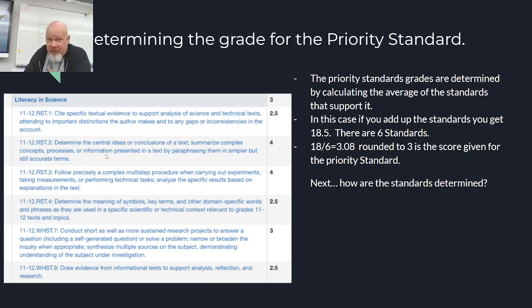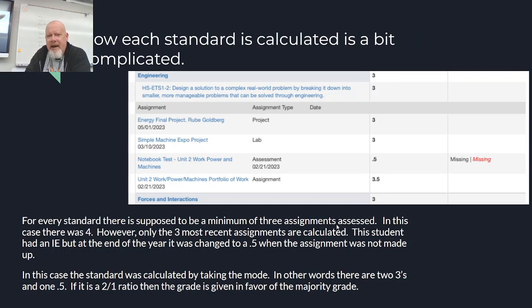So how are these grades determined? That's the next step. Each one of these standards has a breakdown of 3 or more assignments. Now you see in this case, in engineering, that was the priority standard. This is one of the standards that support it. And in this particular case, this student had 4 assignments that feed into that standard.